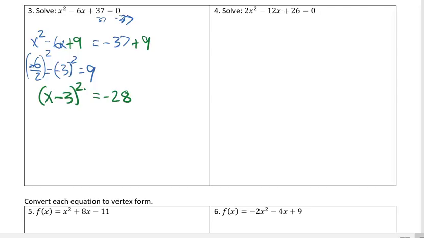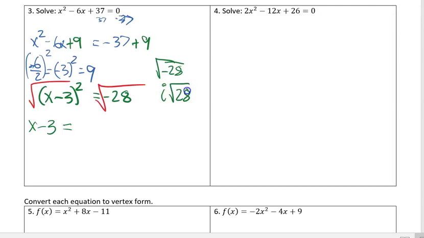So before last class you were told you can't ever square root a negative, but now we actually know how to square root negative numbers. We just introduced the imaginary unit. So if we square root both sides, then the left side is still x minus 3. But the right side of the equation, so the square root of negative 28, I'm going to work this out down here. So the square root of negative 28. So I know I can pull out an i, so that would equal i times the square root of positive 28.